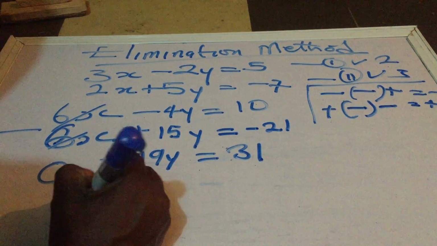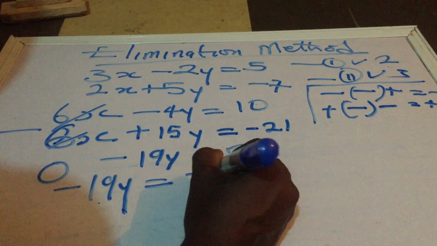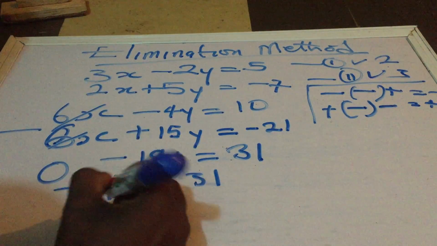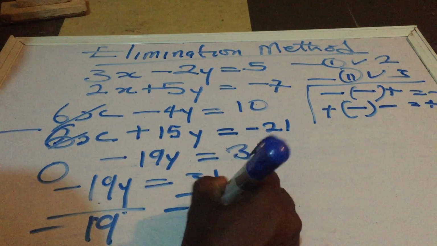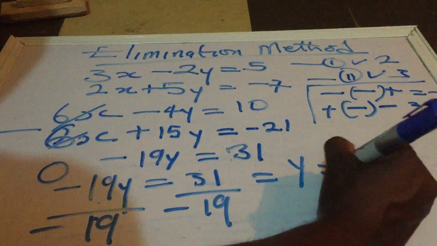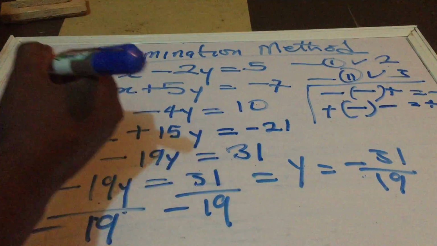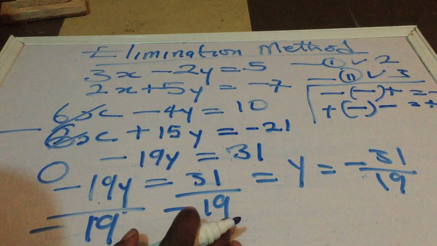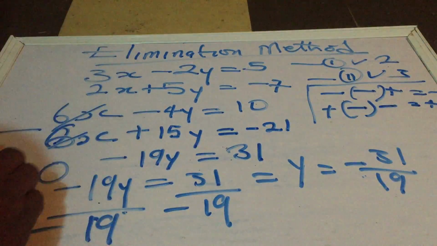So that's 31. Now finally, we just say minus 19y is equal to 31. Then divide through by minus 19. Then we get y is equal to minus 31 over 19. That's for y. Now we want to find x. We have gotten our y, then let's find x.